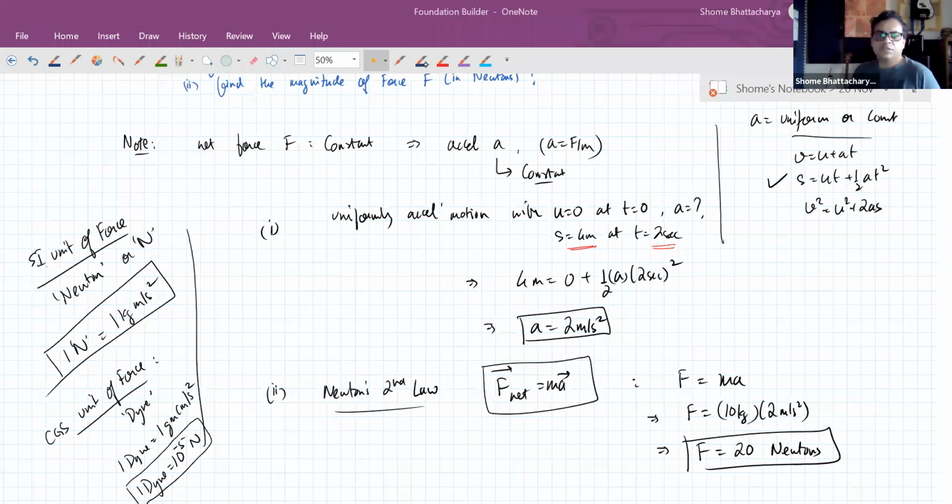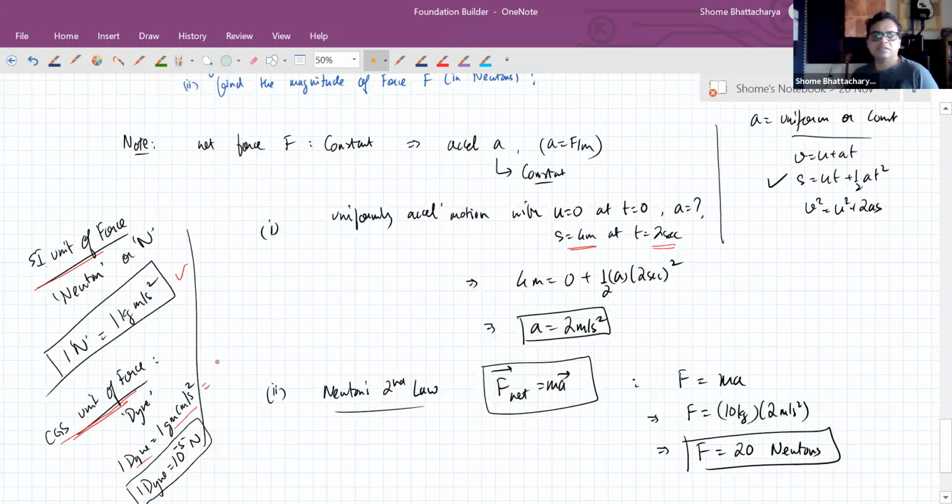Okay, so pretty simple as you can see. Make sure that you remember this system of units also. The SI unit, the standard international unit, is Newton, where we define 1 Newton as 1 kilogram meter per second square. Whereas the CGS system of units, the centimeter gram second system of units, in that the force unit is dyne. So 1 dyne is 1 gram centimeter per second square.